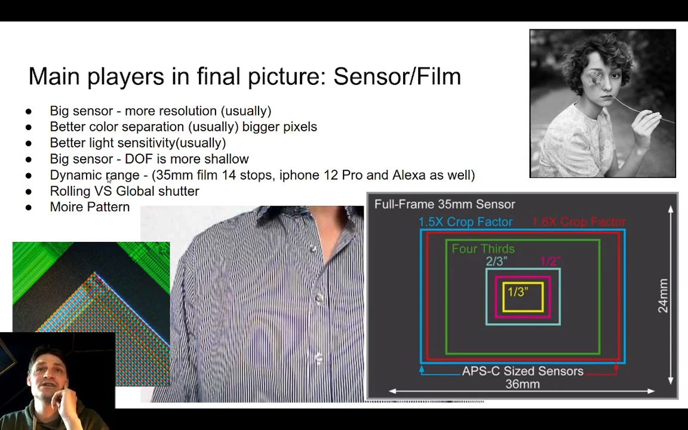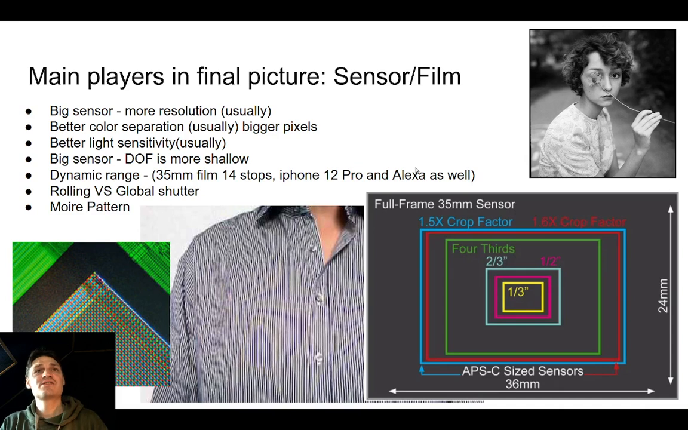Dynamic range. Better sensors will have better dynamic range, and I didn't expect that, but I collected information yesterday about dynamic ranges. 20 years ago, the consumer cameras that we have were at something like 4 stops of dynamic range. 35 millimeter film is 14 stops, and that's kind of the golden standard. iPhone 12 Pro and Alexa do have 14 stops of dynamic range as well, at least on paper. It's quite funny how far we've got with the dynamic range, because that was one of the most important parts. When you're shooting video, everything is blown up. We're getting closer and closer.